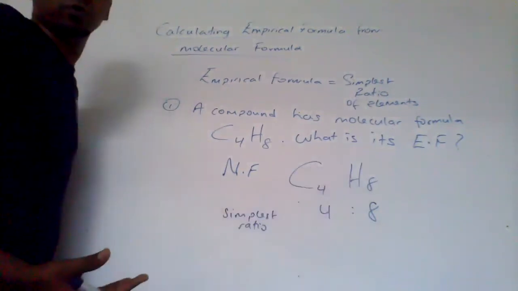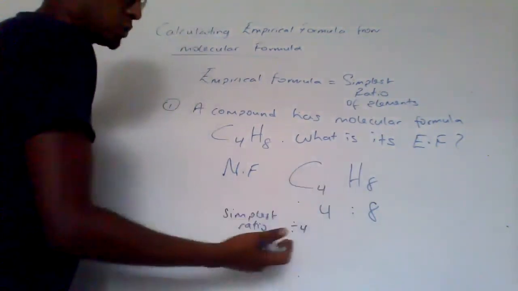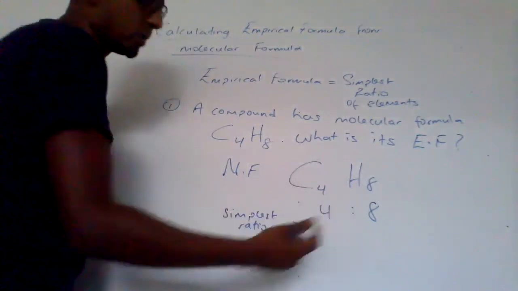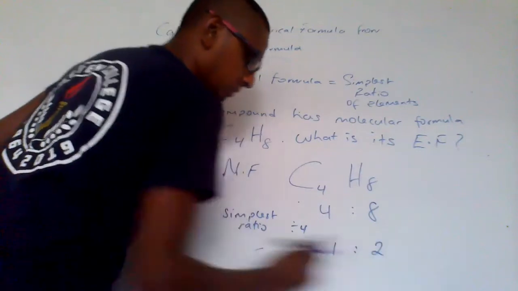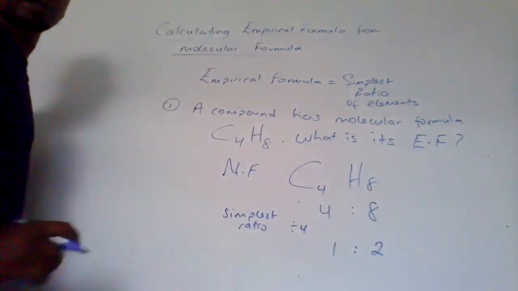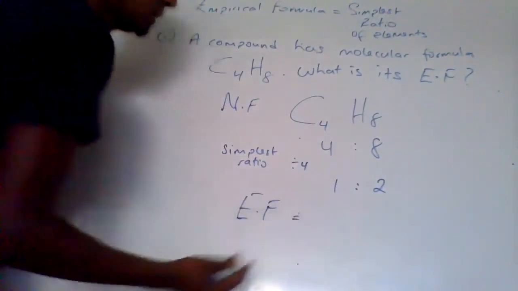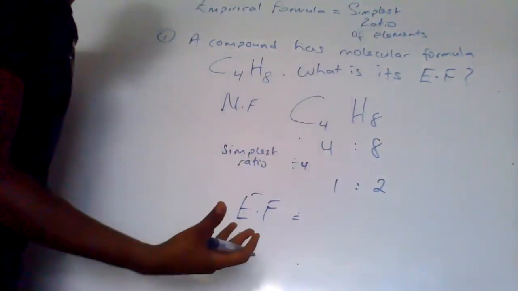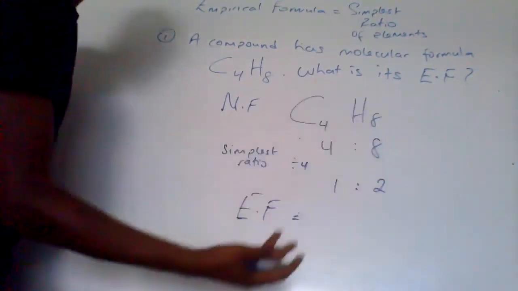Simplify this ratio. Alors, nous divisons par 4. Soit nous divisons par 2, nous allons même even numbers. Il faut bien 1:2. The simplest ratio. Now, the empirical formula will be, so you get the definition, the empirical formula is the simplest ratio of the elements in a compound.